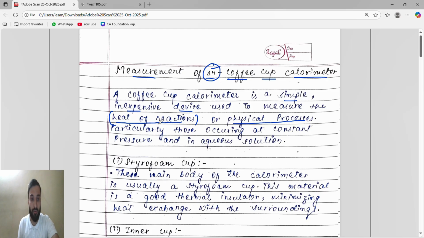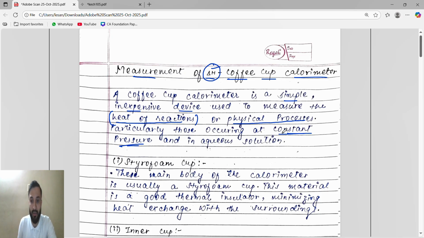Heat of reaction, particularly those occurring at constant pressure. Very important thing, guys: we are not going to change the pressure, because what will happen if we change the pressure? The volume will change, right? If you increase the pressure on the system, pressure is increasing, so volume is decreasing. If you do the expansion, pressure is decreasing, so volume is increasing. So that's why we don't want the change in pressure.